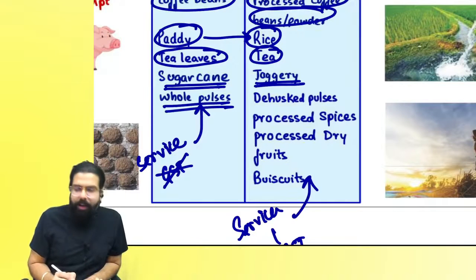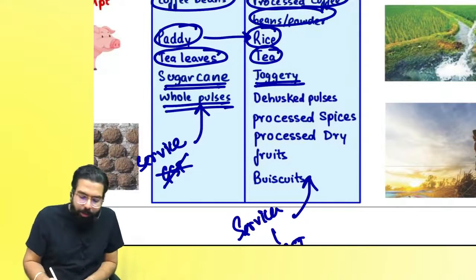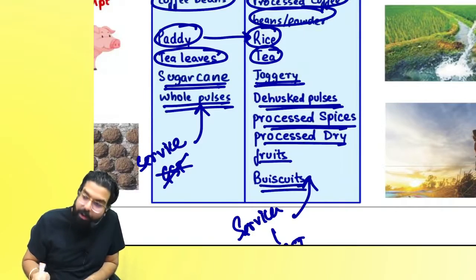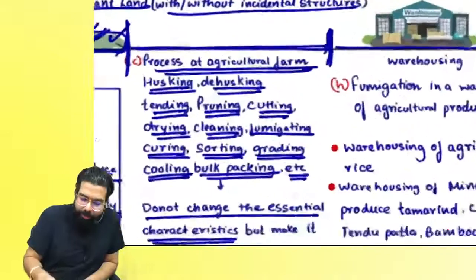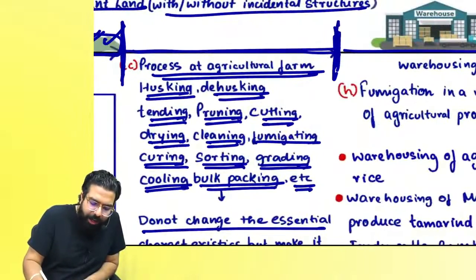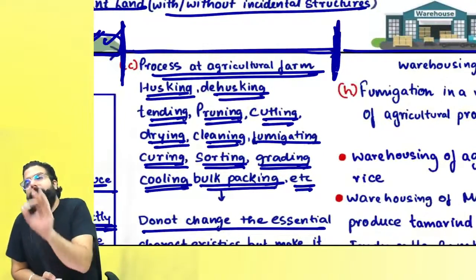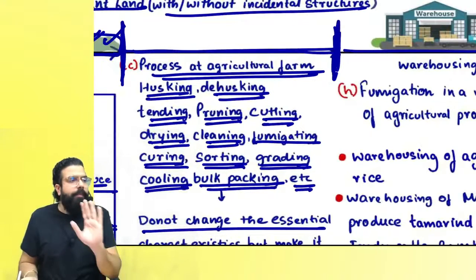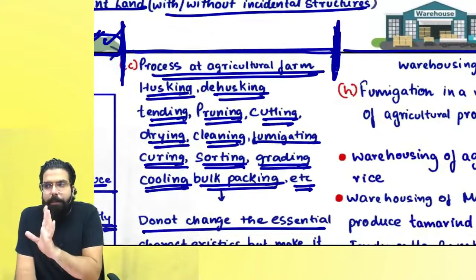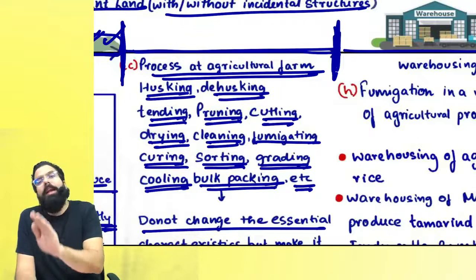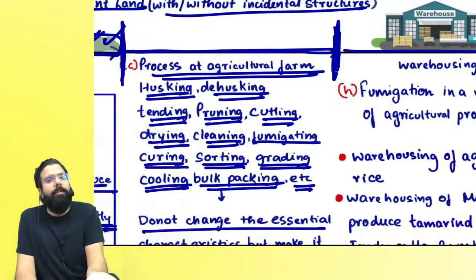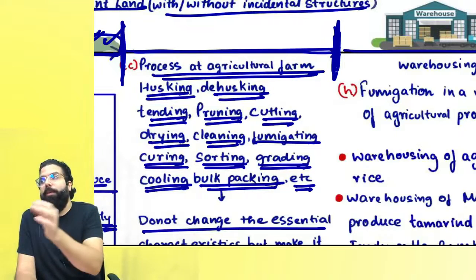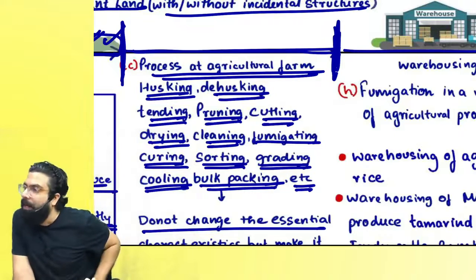Whole pulses are agricultural produce. Dehusked pulses, processed spices, processed dry fruit, biscuits are not agricultural produce. Always remember, everyone, processes at the agricultural farm are agricultural operations, and GST will not come. It's an agricultural process. However, agricultural produce should remain agricultural produce. If agricultural produce became non-agricultural produce because of the process, then it will be taxable.